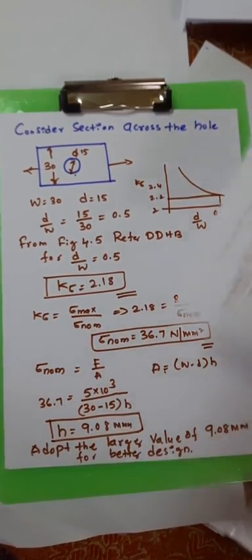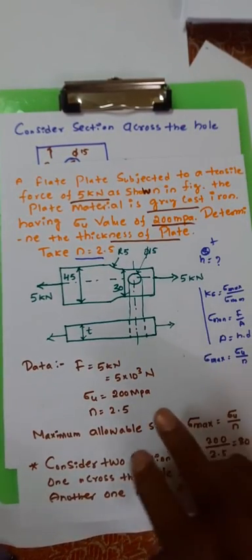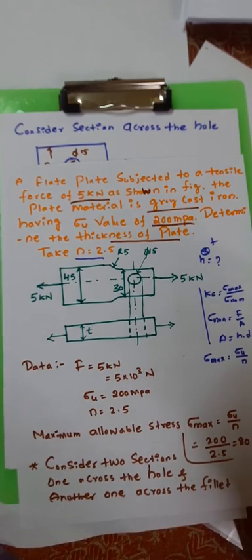Here what we need to find out is the thickness of the plate which is subjected to a tensile force of 5 kilonewton. Thank you.